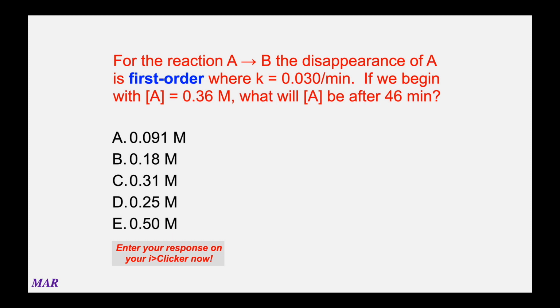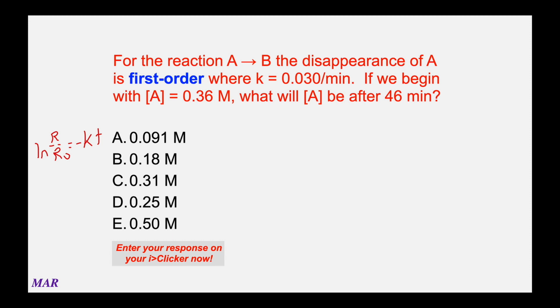I'm going to assume that you've tried the problem and you want to check it. So let's talk about how to get the answer. On a problem like this, I would use natural log R over R0 equals minus KT. This is the so-called first order integrated rate law. R0 is how much you start with, R is how much you have left, K is the rate constant, and T is the time elapsed.